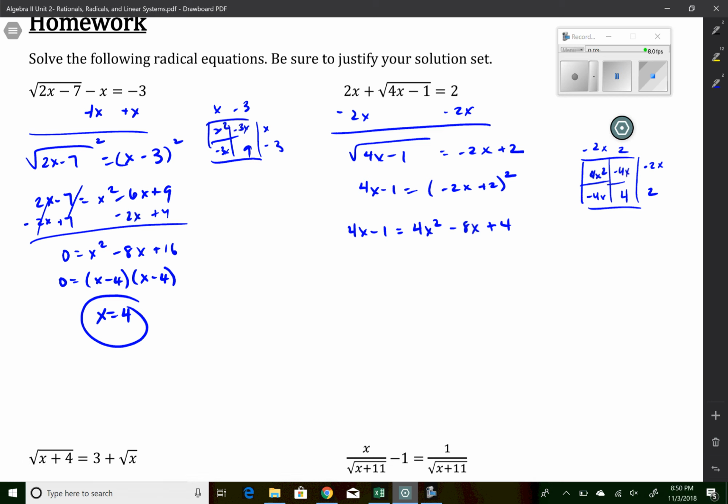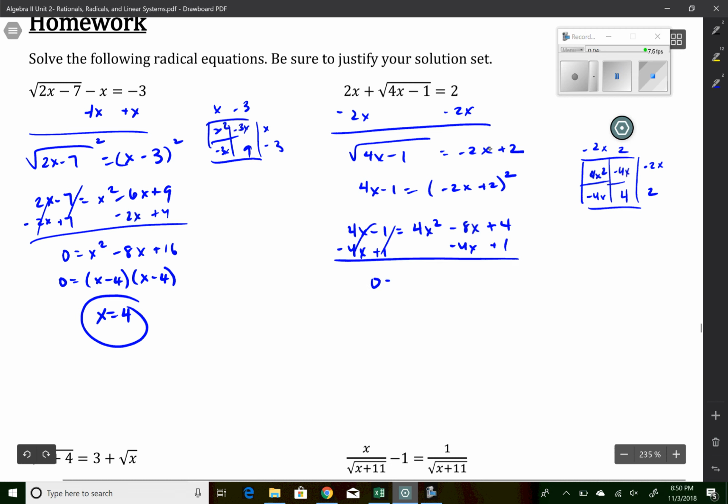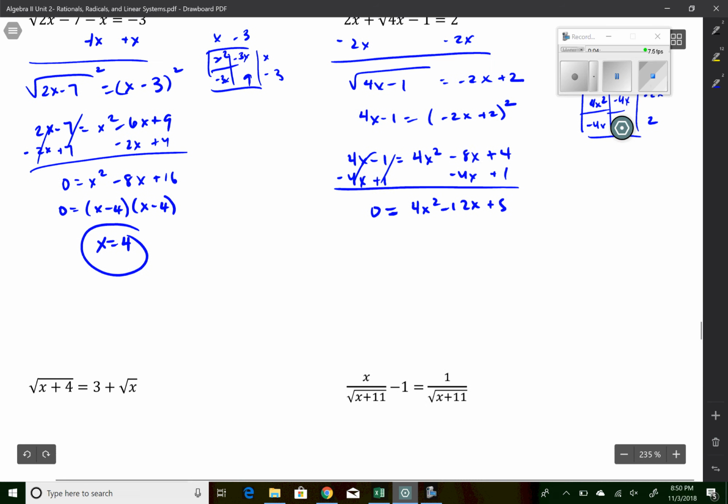So then I can move my terms. Again, I want to keep that x squared positive, so subtract 4x and add 1. So I have 0 is equal to 4x squared minus 12x plus 5. And we have the AC method. Yay! The AC method asks us, what multiplies to make 20 but adds to make negative 12? That's negative 10 and negative 2.